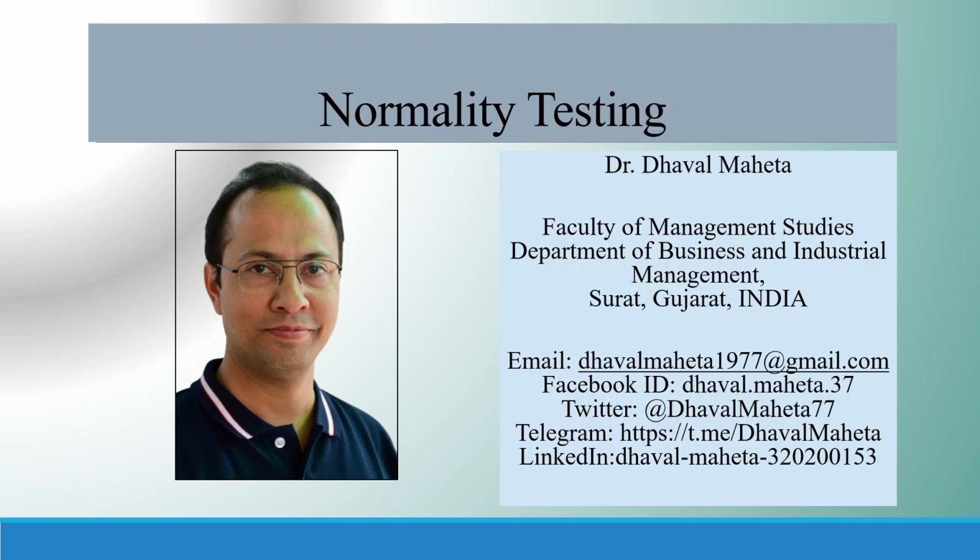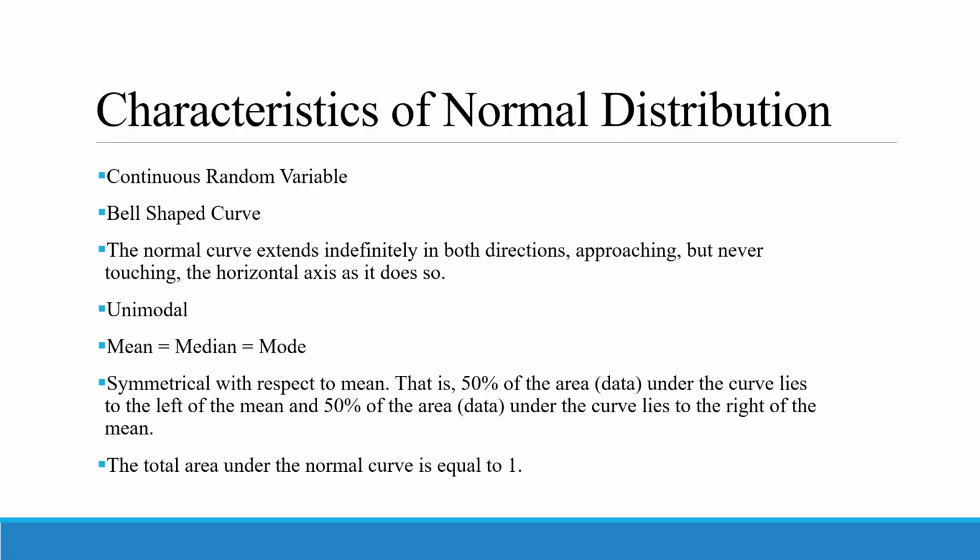This is Dr. Dhaval Maheta, and today we are going to discuss normality testing of the data. Some characteristics of normal distribution are: one, it's a continuous random variable, it is tested for continuous random variables. Two, it's a bell shaped curve. Three, the normal curve extends indefinitely in both directions, approaching but never touching the horizontal axis.